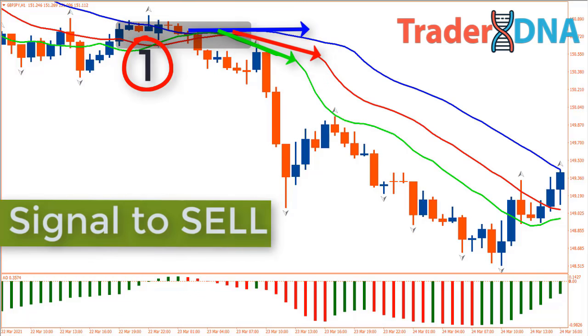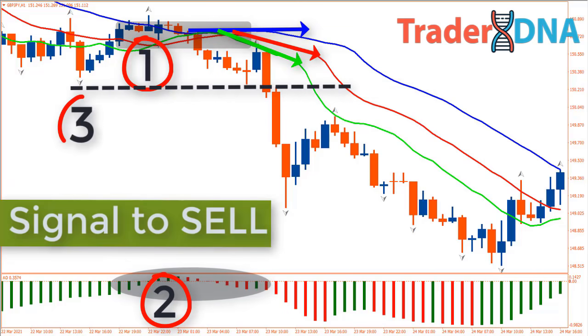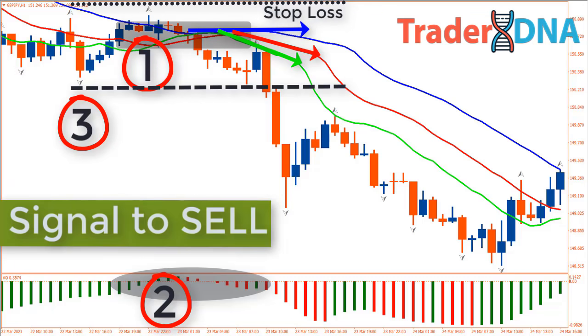Second, the histogram of the awesome oscillator starts declining from zero, its color is red. Third, the price breaks away the nearest local fractal lying below all the three alligator lines. Initially, place the stop loss behind the level of the nearest opposite fractal, above the alligator lines.